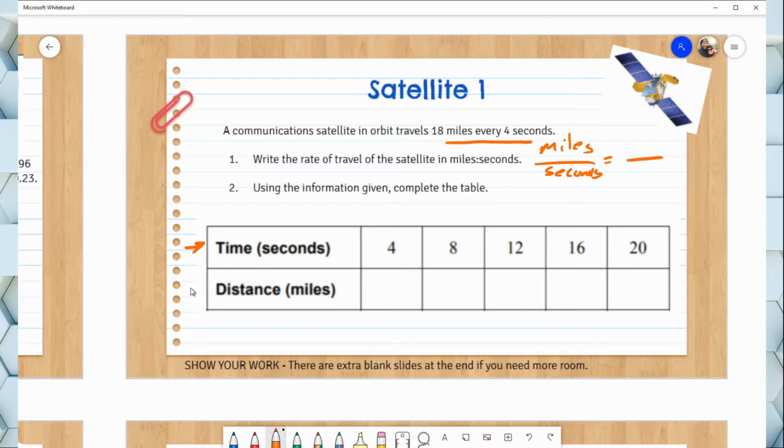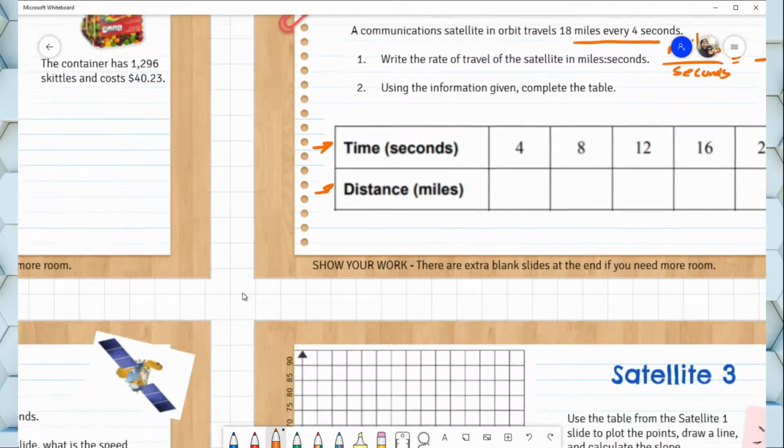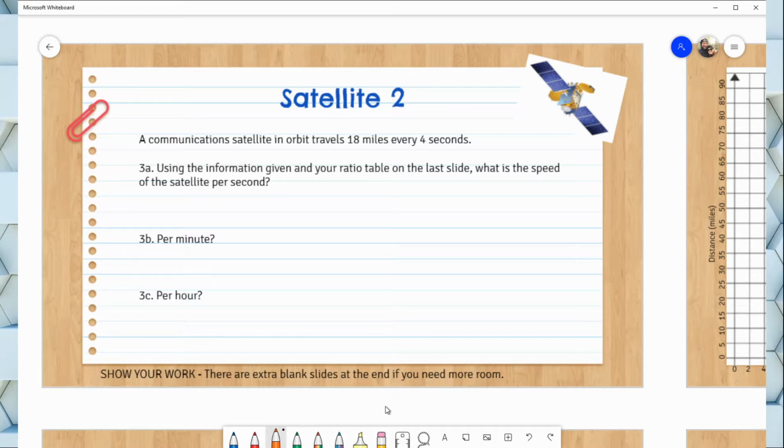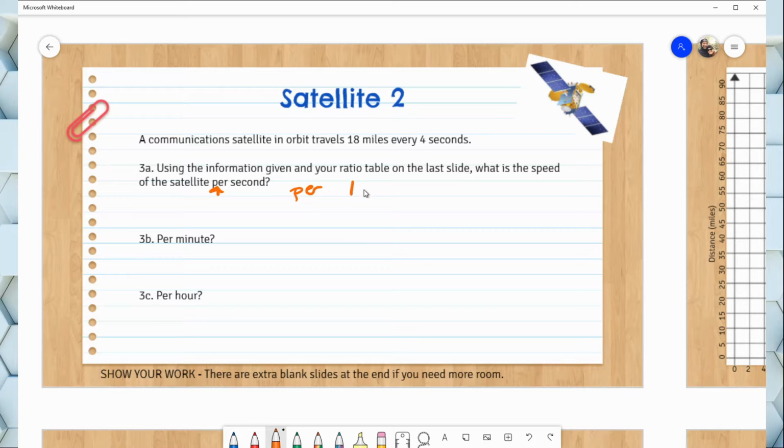You've got time on top, distance on the bottom. Fill in the table. Then you're going to use that information from that other slide, and you're going to tell me what is the speed of the satellite per second. So that's going to be a unit rate for every 1 second. So per 1 second. And now you're going to have to use some skills in your knowledge of time and turn that rate into a per minute rate and a per hour rate. Remember how many seconds are in a minute and how many minutes are in an hour.